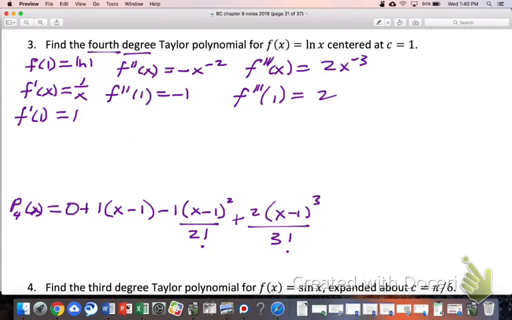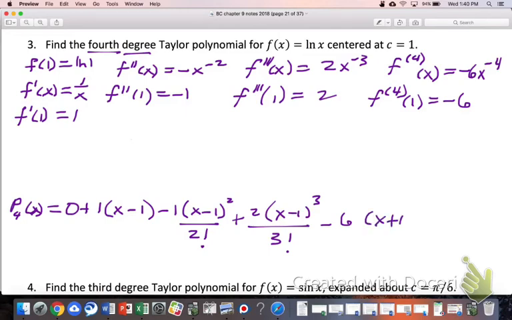And then the last one will be a 4th derivative. So I'm just going to write f parentheses 4 up there. That would equal negative 6 x to the negative 4th. Therefore, the 4th derivative of 1 would equal negative 6. So then our final term would be minus 6 times x minus 1 to the 4th over 4 factorial.